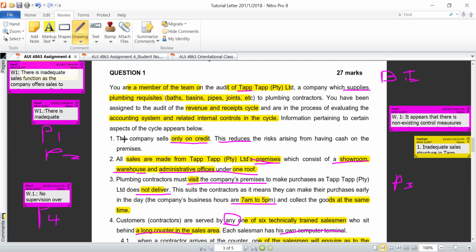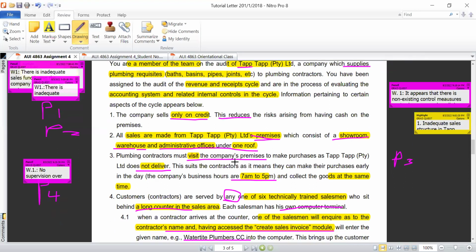So now, if I look at point number 1 there, they're saying the company sells only on credit, right? This reduces the risk arising from having cash on the premises. Now, my question to you, do you think there's a weakness there? Remember, a weakness is either missing controls, or existing controls just not achieving their tasks. So if you're only selling on credit, what about customers that prefer buying goods for cash? What do you guys think? Okay, I'll leave that to your thinking. Let's go to the second bullet point, but think about what I've just said.